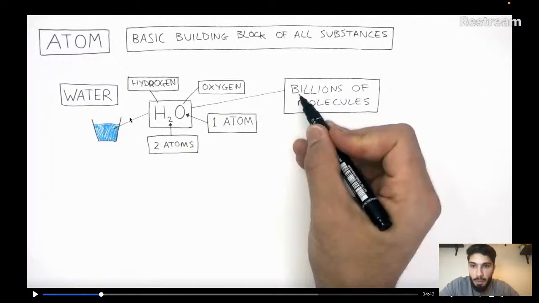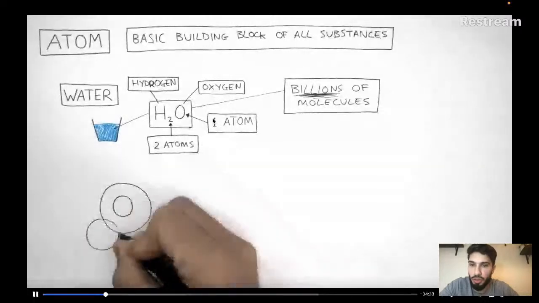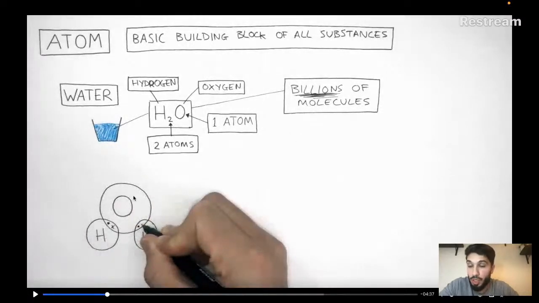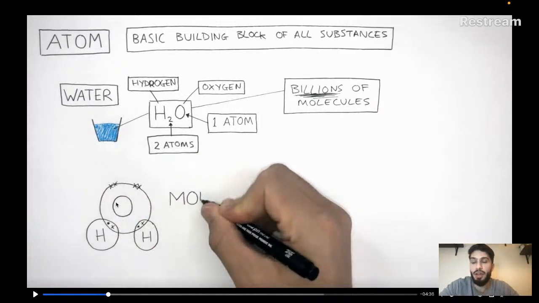Okay, so in a glass of water, there are going to be billions and billions of molecules of water, which can be represented by this dot and cross diagram. Now these water molecules are not in a long chain. They are all individual water molecules where they have strong covalent bonds holding the atoms together. Okay, so covalent bonds are strong.